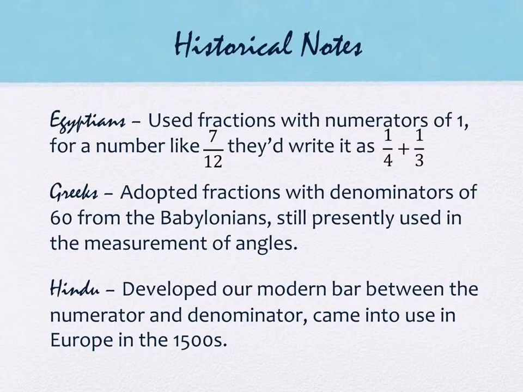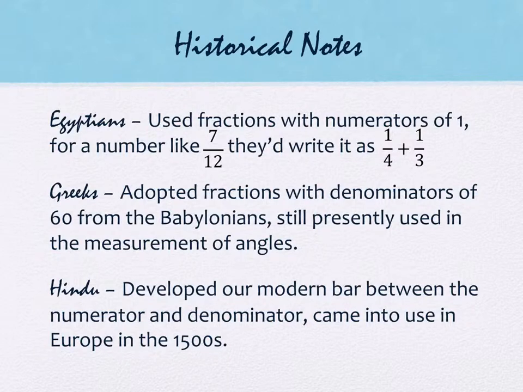Greeks. The Greeks adopted fractions with denominators of 60 from the Babylonians. This is still presently used in the measurement of angles. There's another thing we use with 60s. Do you know what it is? Clocks. Which makes sense because it's related to the idea of an angle, at least to some degree. Did you get it? Yeah, okay. Good. You guys are paying attention.